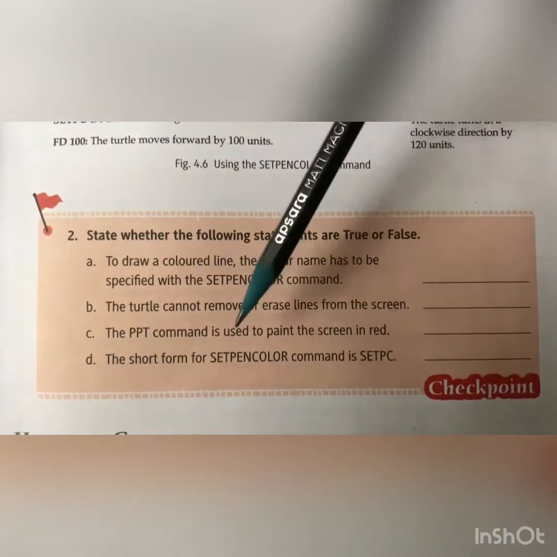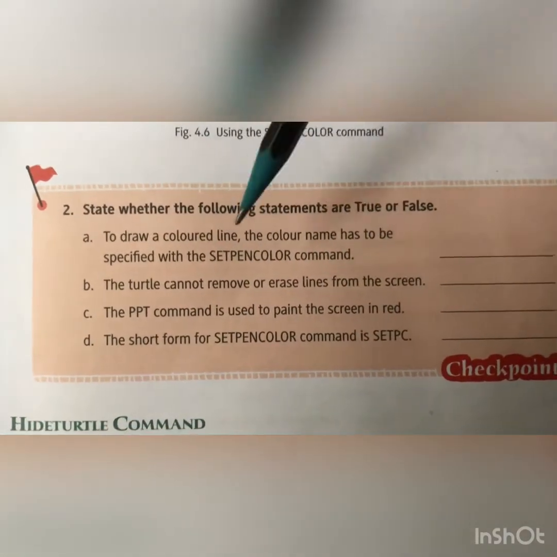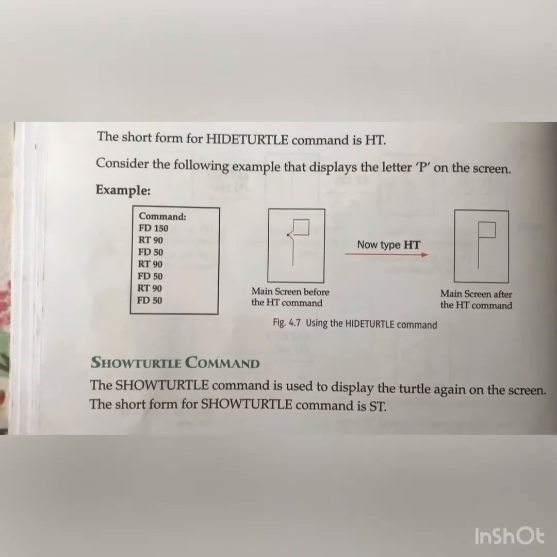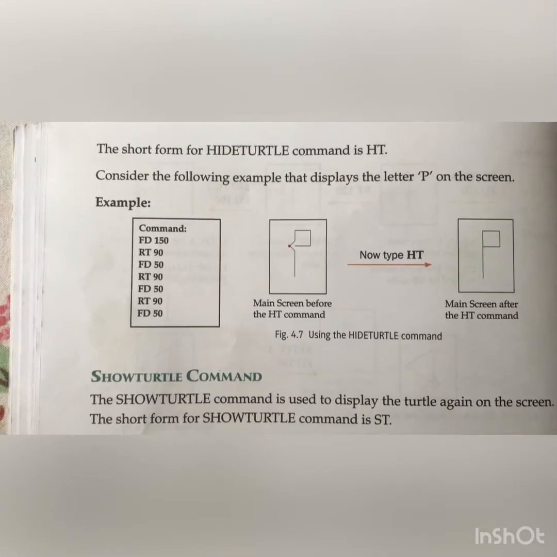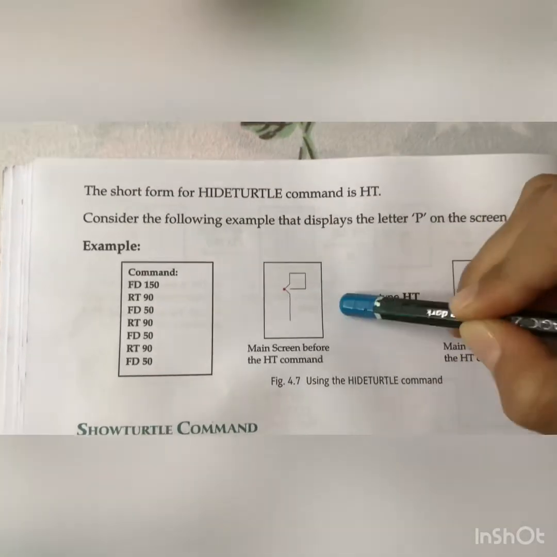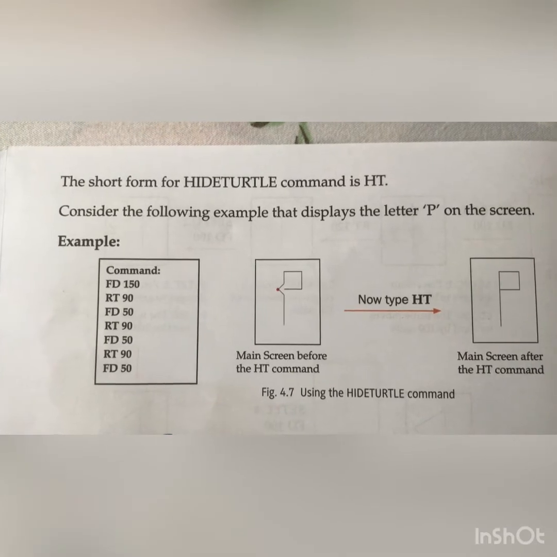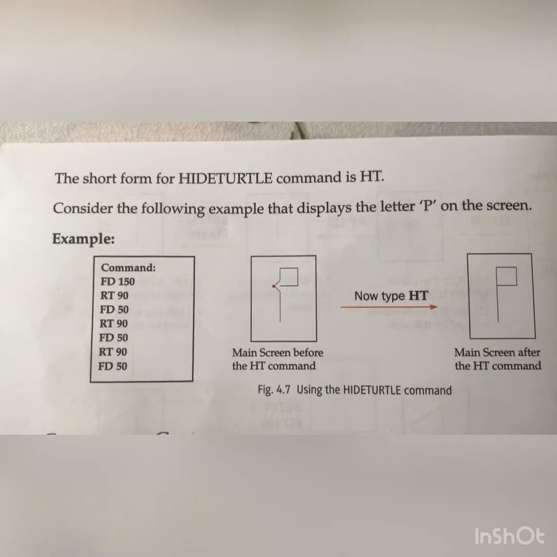This checkpoint you all have to do, and I will ask you in the Zoom class whether you have done it or not. Okay, two short commands are remaining now: hide turtle and show turtle. Hide means that the turtle, the square turtle, we have to hide, and we can show the turtle again. The short form for hide turtle is HT.